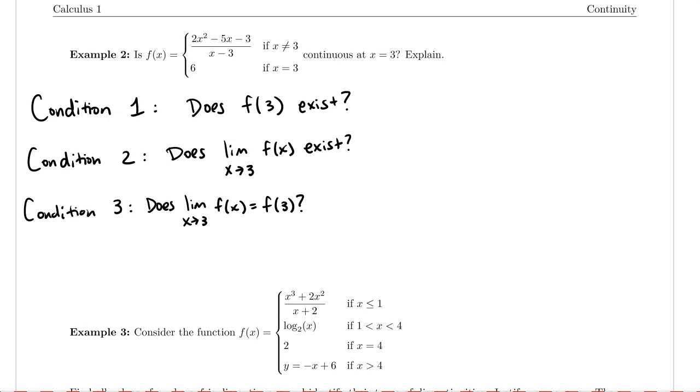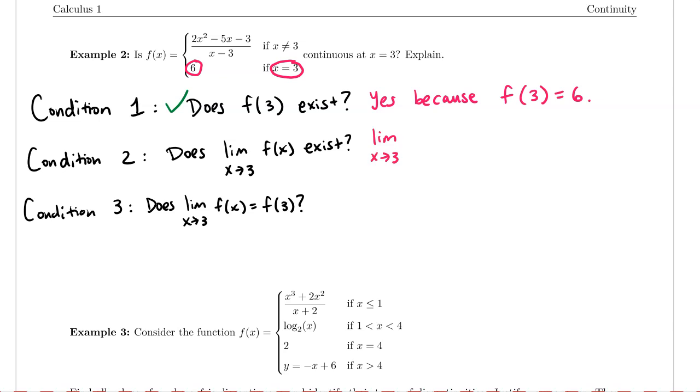So, does f of 3 exist? The answer is yes, because we see here that if x is equal to 3, then our output value is 6. So in other words, yes, because f of 3 is equal to 6. I'm going to put a check mark to indicate that we've satisfied that condition. Condition 2 says, does the limit as x approaches 3 of f of x exist?